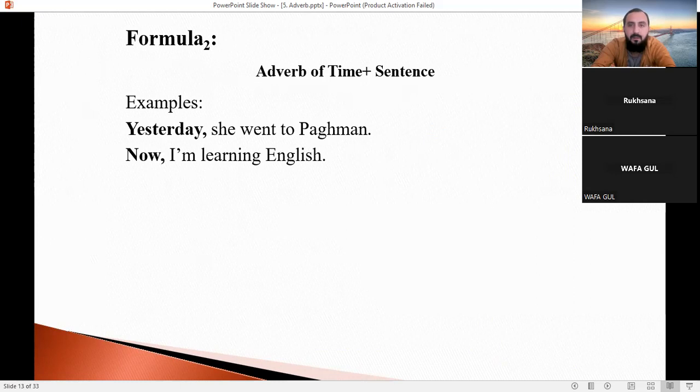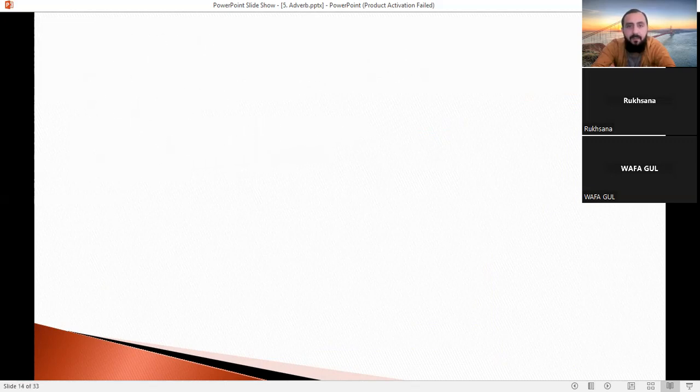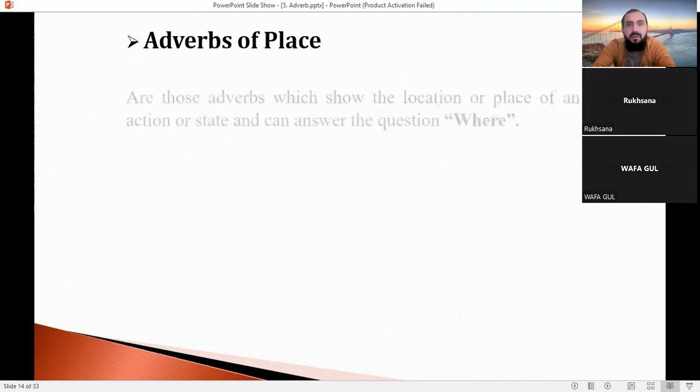But if you use them at the beginning of sentences, you must use commas there. Formula number 2: adverb of time plus a comma plus sentence. Yesterday, she went to the market. Now, I am learning English. So if you use adverbs of time at the beginning, you must use commas to separate the adverbs and the sentences.